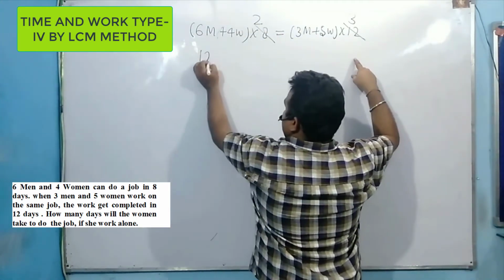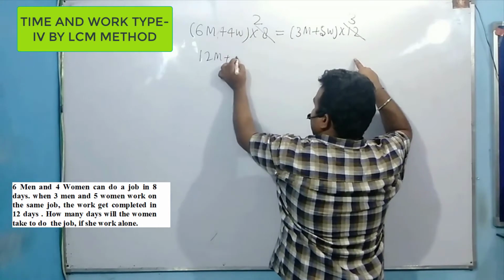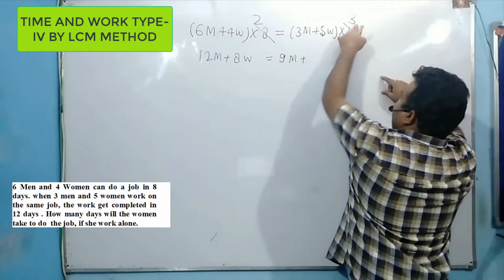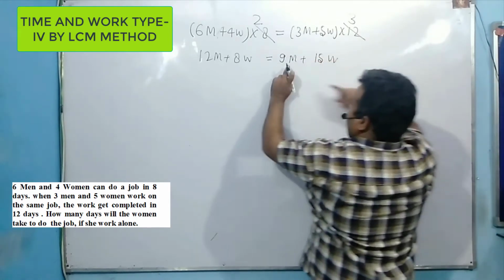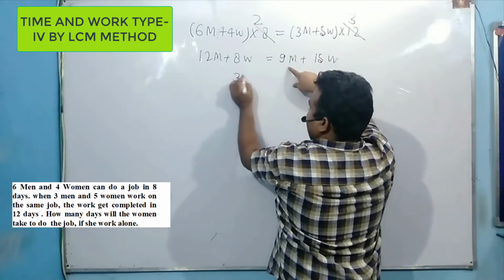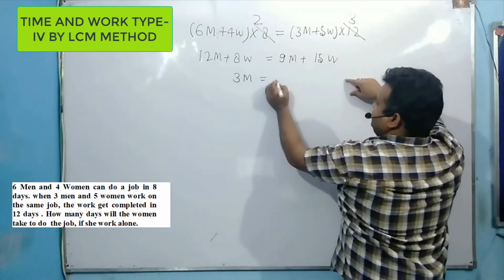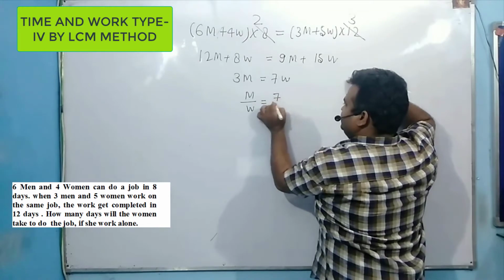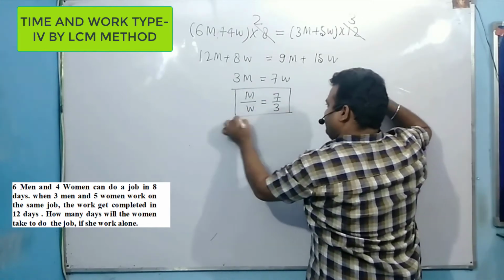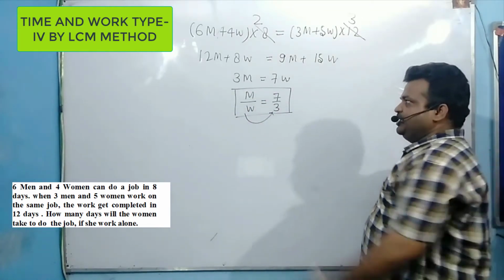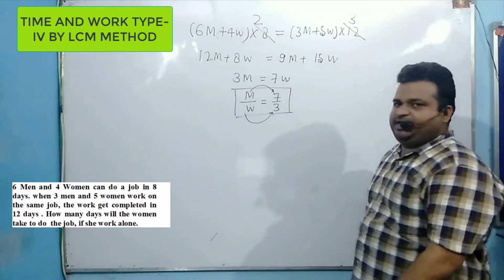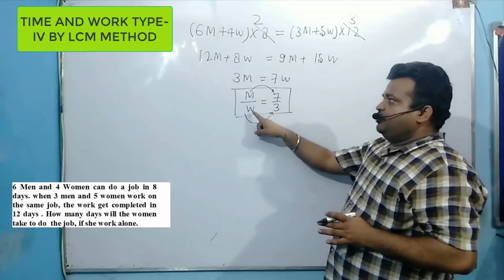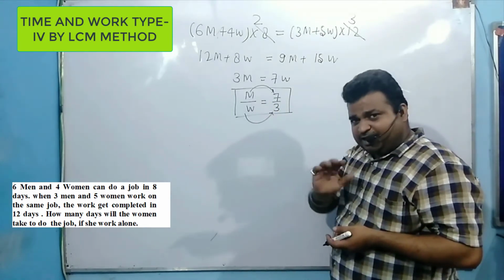Now, 2 6s are 12 men plus 2 4s are 8 women. That is equal to 3 3s are 9 men plus 5 3s are 15 women. Now 12 minus 9, 3 men is equal to 15 minus 8, 7 women. So what is the ratio of men and women work? This is 7 by 3. It means that if women produce 3 units per day, then men produce 7 units per day. So you calculate the women's and men's work per day unit production.